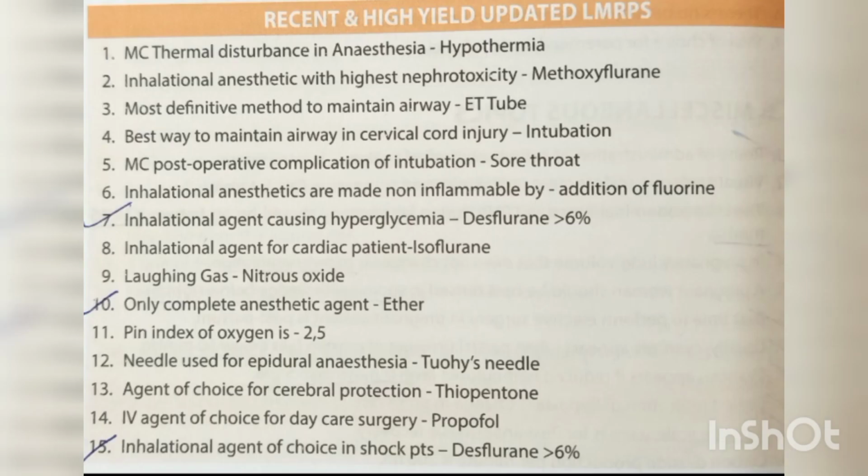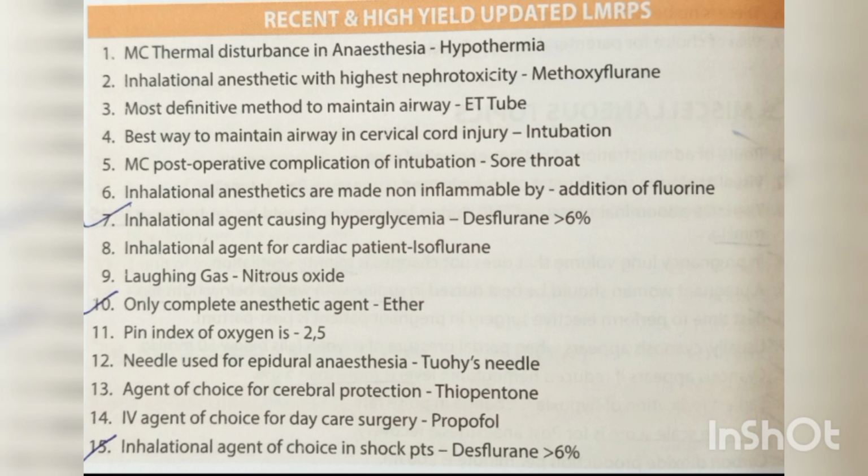Most common thermal disturbance in anesthesia is hypothermia. Inhalational anesthetic with highest nephrotoxicity, methoxyflurane. Most definitive method to maintain airway, ET tube. Best way to maintain airway in cervical cord injury is intubation. Most common postoperative complication of intubation is sore throat.